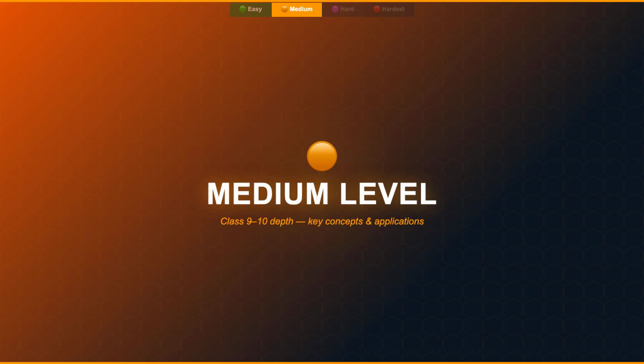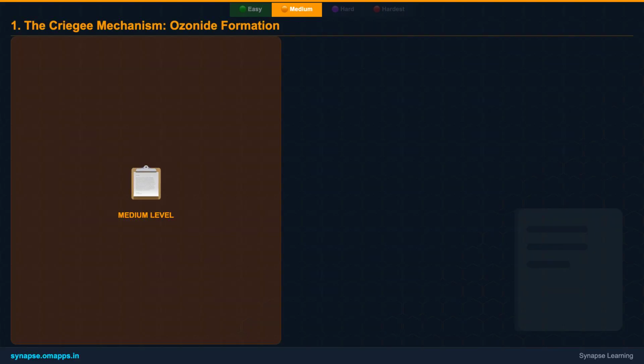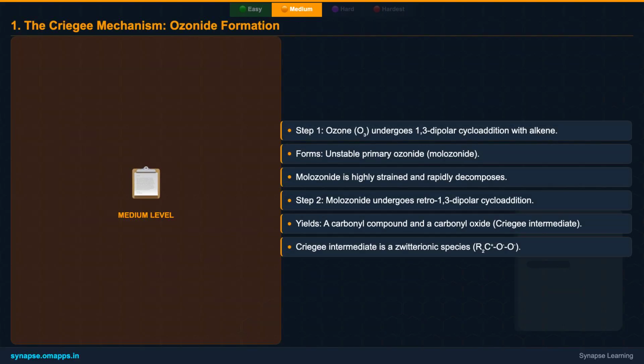Let's unravel the fascinating mechanism behind ozonolysis and explore its synthetic utility. The mechanism of ozonolysis is quite intricate and is famously known as the Criegee mechanism. It begins with ozone, a 1,3-dipole, undergoing a concerted 1,3-dipolar cycloaddition reaction with the alkene. This forms a highly unstable, 5-membered ring intermediate called a primary ozonide or molozonide.